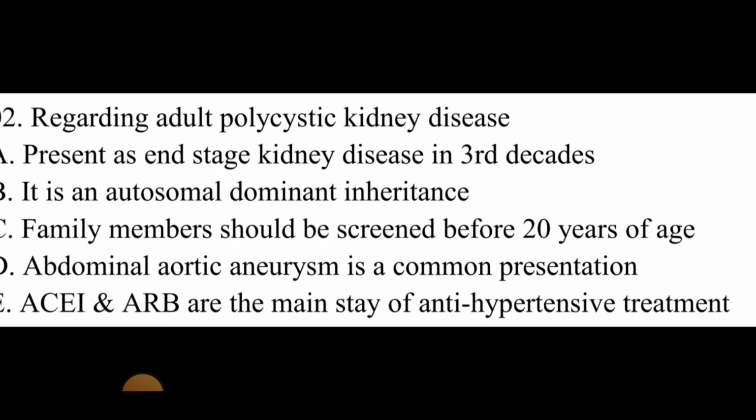B, it is an autosomal dominant inheritance. It is true. C, family members should be screened before 20 years of age. That is also false because there is no consensus like that. D, abdominal aortic aneurysm is a common presentation, which is false. It is not a common presentation of this. ACE inhibitors and ARBs are the mainstay of antihypertensive treatment.